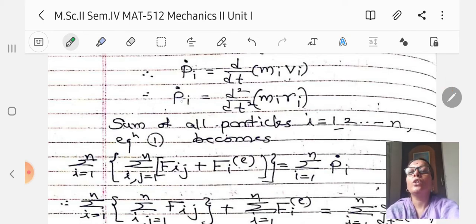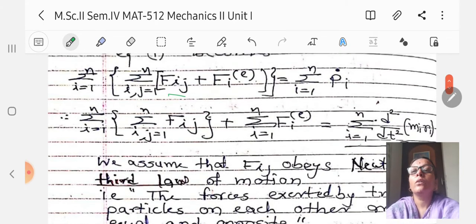And now this is Newton's second law for the ith particle. Summing over all particles i from 1 to n, our equation becomes the summation over i from 1 to n of the summation over j from 1 to n of Fij, that is the internal force, plus the external force Fi(E), equal to the summation over i from 1 to n of pi dot.